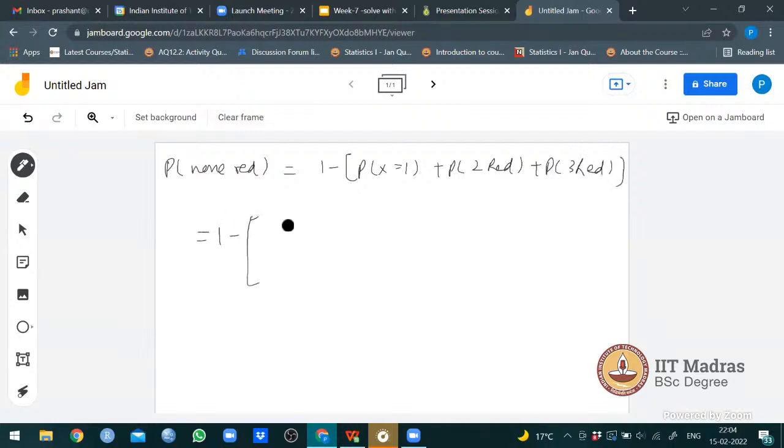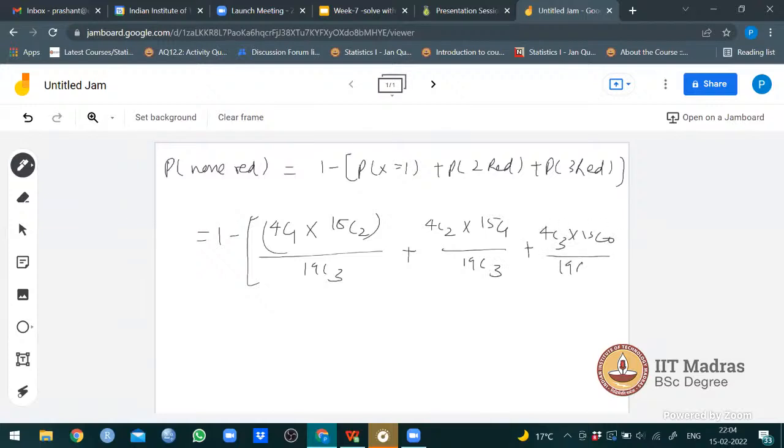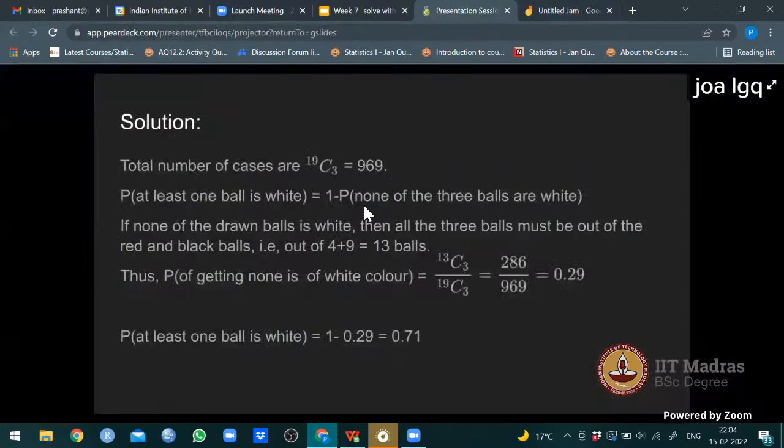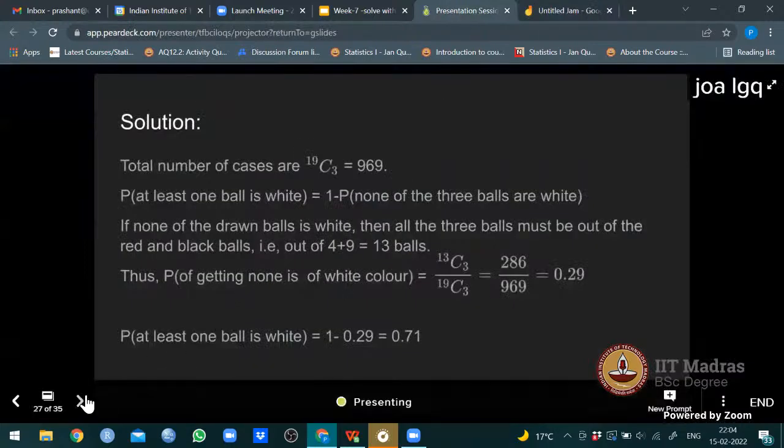You can do it like that. One can be red: how many red balls are there? 4, right? So 4C1, and out of the remaining 15 you have to choose 2 balls. Similarly it will be 4C2 into 15C1 over 19C3, and 4C3 into 15C0 over 19C3. Is it clear? Yes, sir. Thank you. We can move on to the next question.